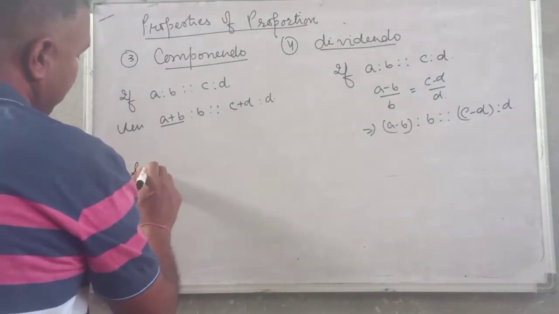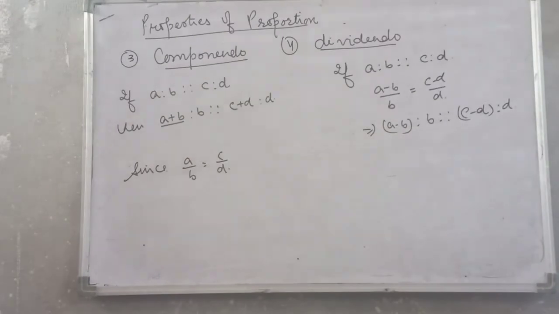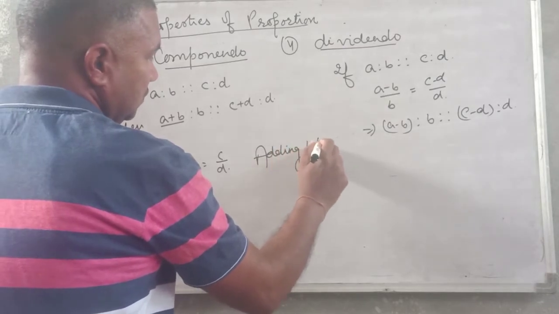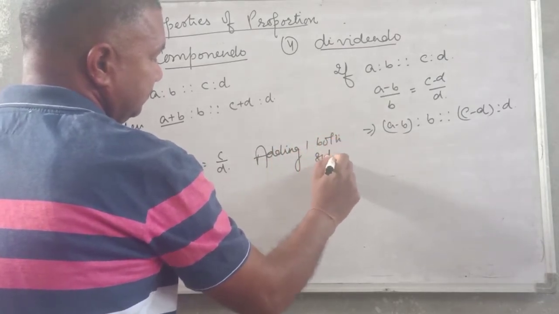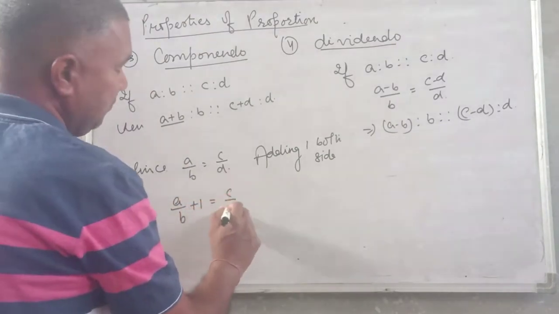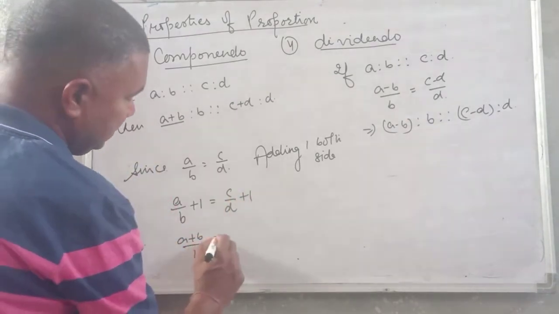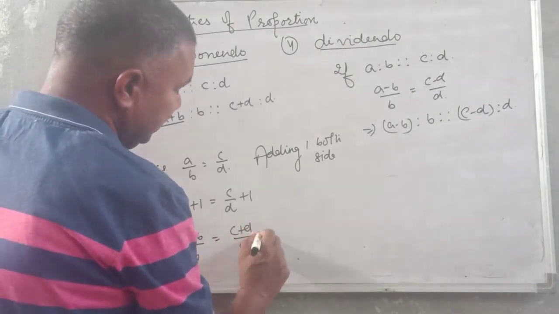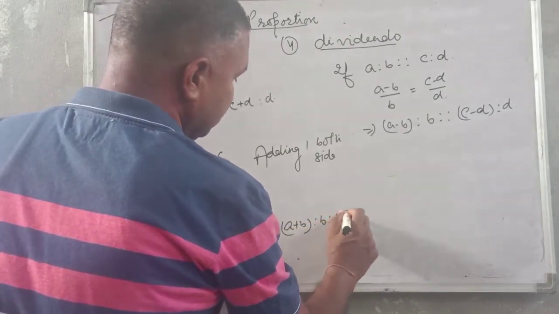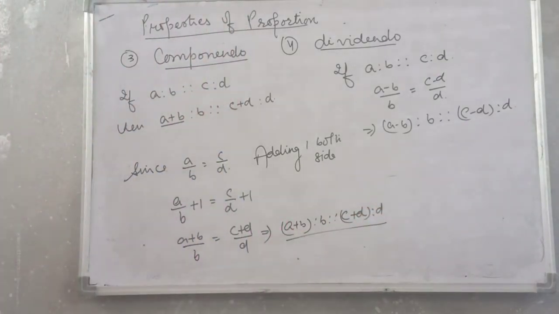Since A upon B is equal to C upon D, adding 1 both sides, then A upon B plus 1 is equal to C upon D plus 1, and A plus B by B is equal to C plus D by D, and in ratio A plus B is to B and C plus D is to D. This property will be componendo.